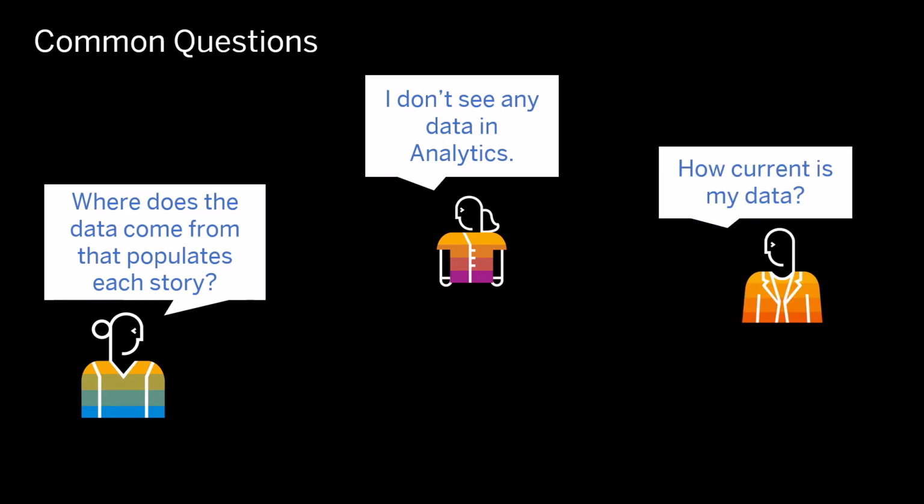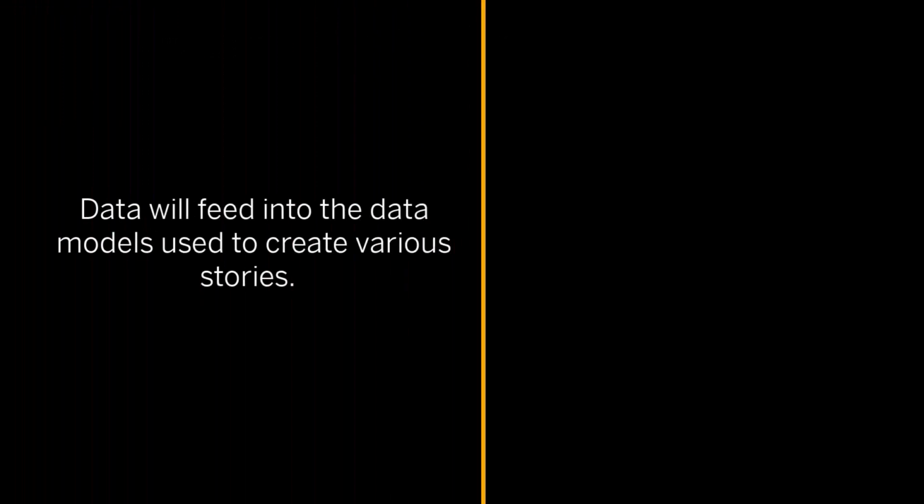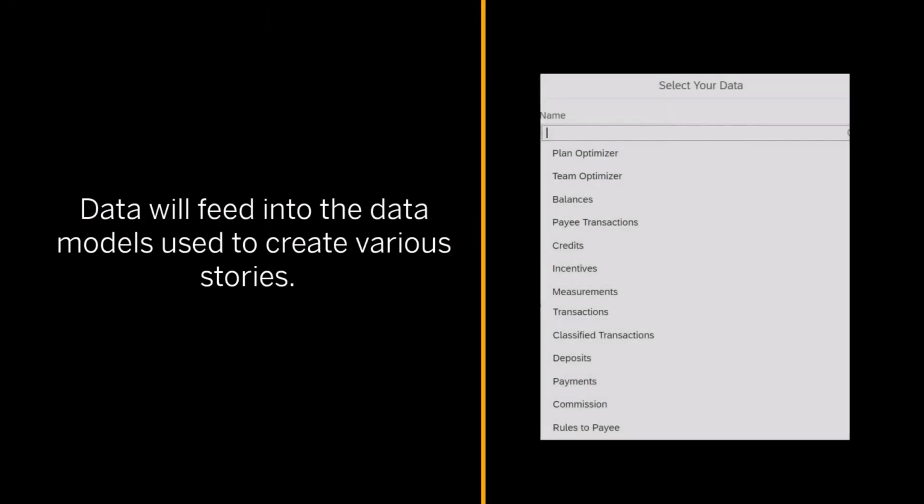SAP commissions sends data to analytics when a pipeline is run and the update analytics option is checked. The data will feed into the data models used to create various stories. There are 13 data models that an admin or author can use to create a story.